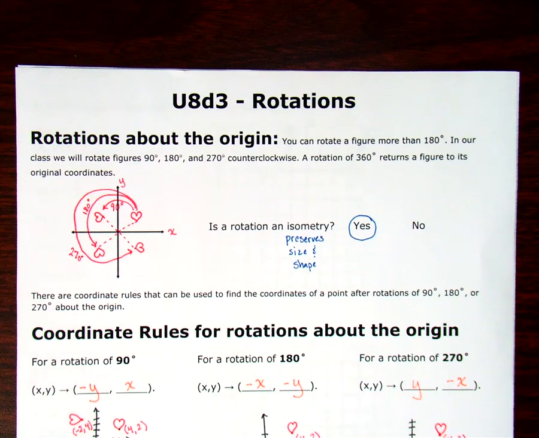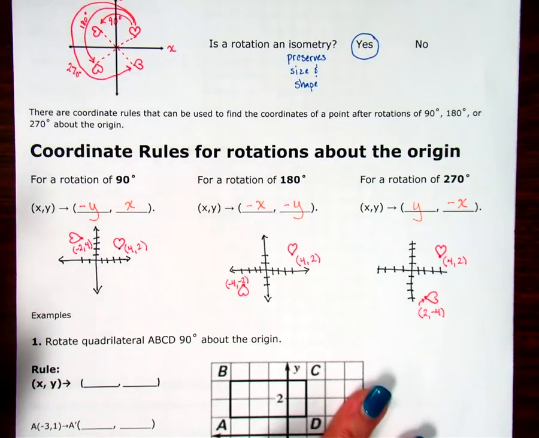Hi, welcome back. We're doing the second video of Unit 8, Day 3. We're talking about rotations. And remember, we're rotating around the origin, and we're going to rotate in 90-degree increments counterclockwise. We have rules that we've looked at last time.